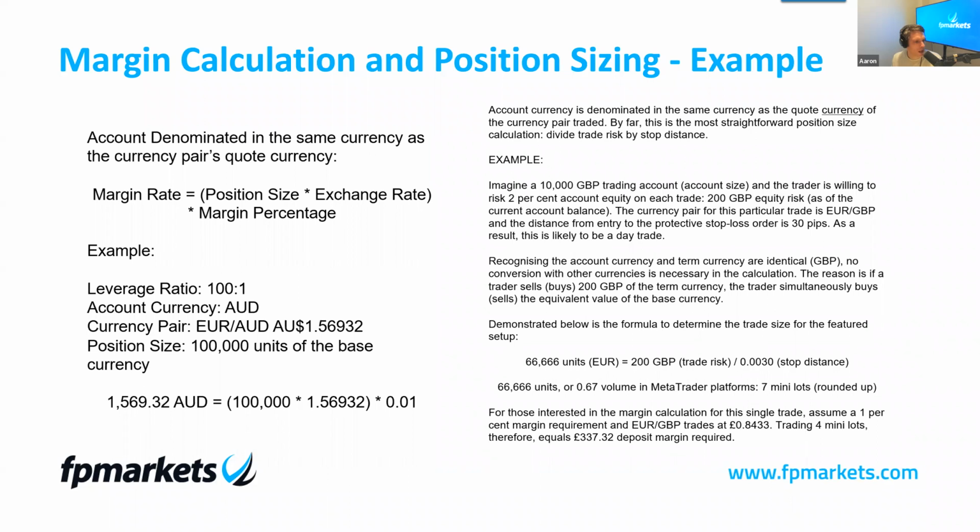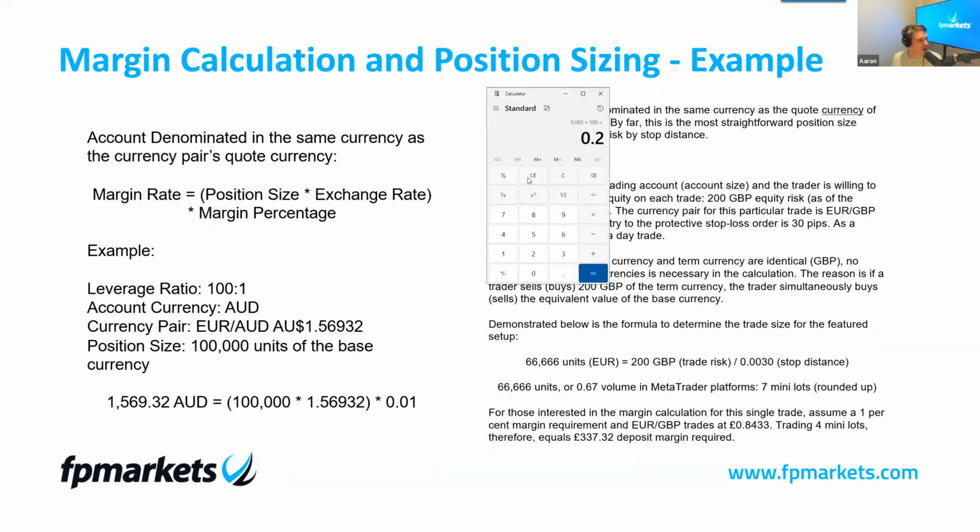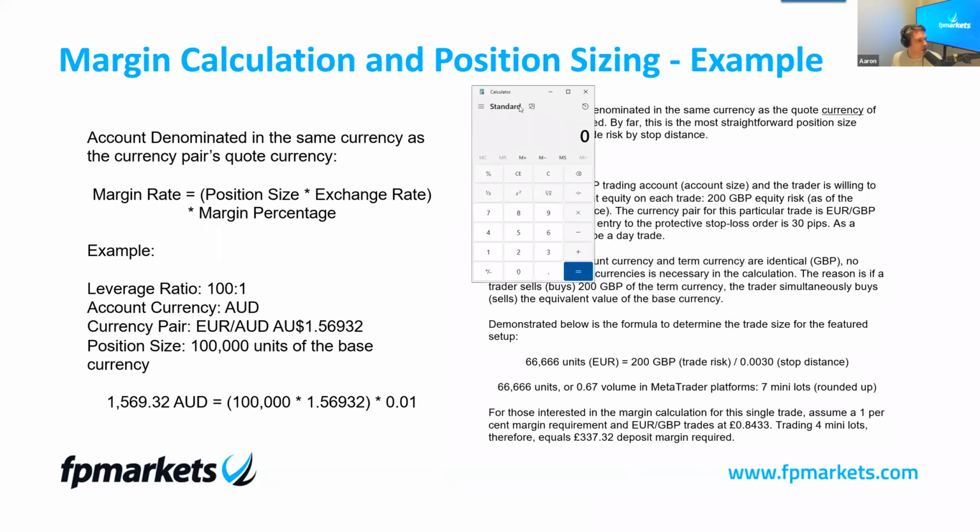Therefore equals, that shouldn't be 4 mini lots. Excuse me, guys, that should be 7 mini lots. Equals 337.32. Let me just do that calculation because I want to be sure I'm giving you the correct information here. So to determine the margin for this trade, we are working with 100,000. No, it's not 100,000, is it? The position size is 70,000, multiplied by 0.8433. Then we multiply this by 0.01, and that will give us, so it's not even close.